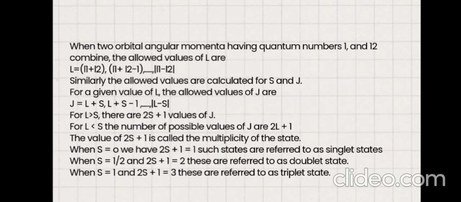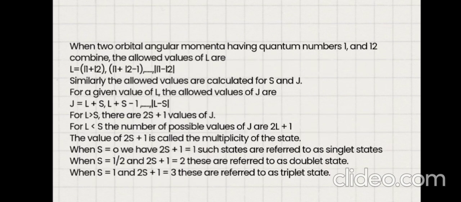Next, when two orbital angular momenta having quantum numbers l1 and l2 combine, the allowed values of L are L equal to l1 plus l2, l1 plus l2 minus 1, down to l1 minus l2. Similarly, the allowed values are calculated for S and J. For a given value of L, the allowed values of J are J equal to L plus S, L plus S minus 1, down to L minus S. For L greater than S, there are 2S plus 1 values of J, and for L smaller than S, the number of possible values of J is 2L plus 1.